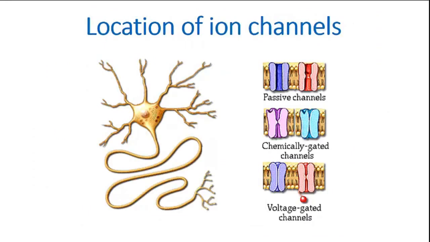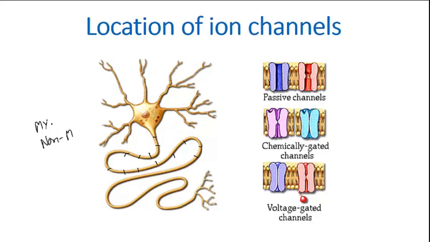Now if we talk about the location of ion channels, as we know till now, they can be passive, chemically gated or voltage gated. They are regionally located in the neuron, and this regional location simply means throughout the axon. Now remember, if you remember the last class, we talked about how the axon can be of two different types. It can be myelinated or non-myelinated, right?